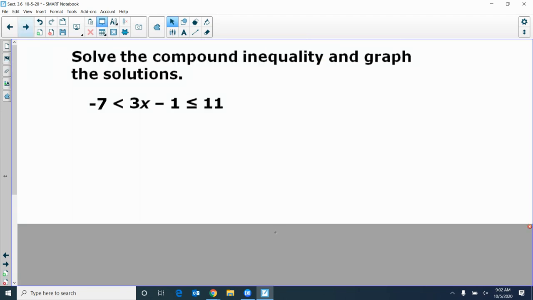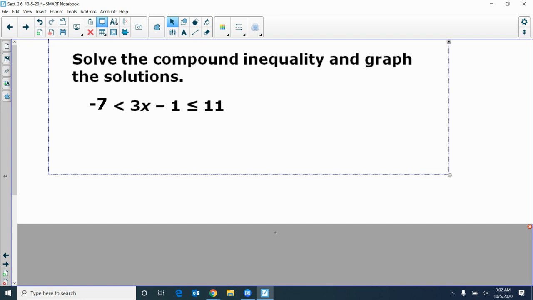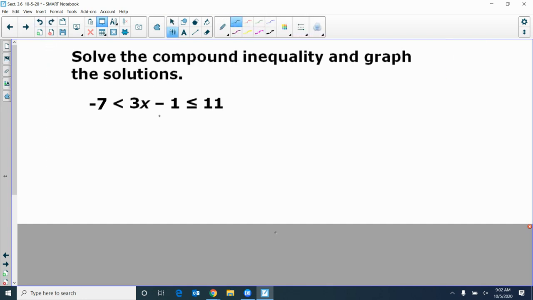All right, I think this is the one on your graph, right? Okay. -7 is less than 3x minus 1 is less than or equal to 11. Move the 1 first by putting +1. Okay, now, -7 plus 1 is -6. Is less than 3x is less than or equal to 12.